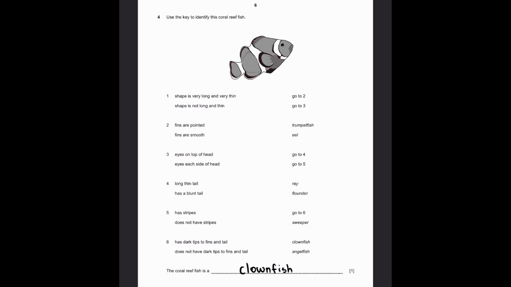So this is a clownfish. That's the answer.